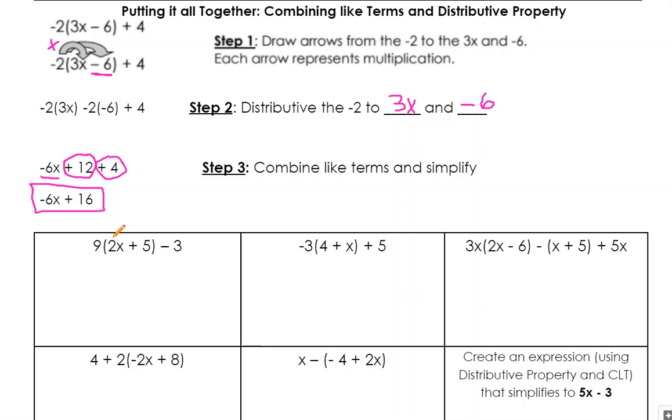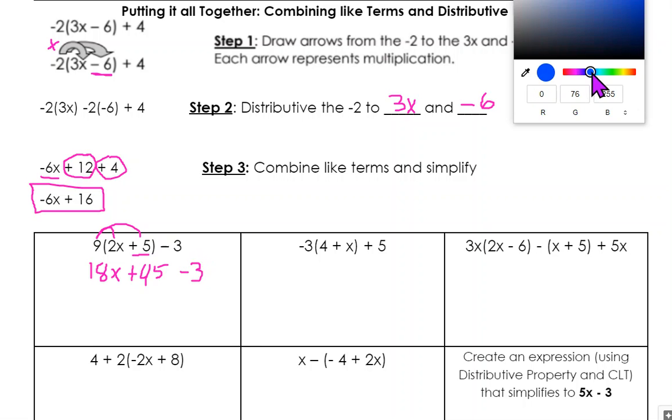I have 9 times the parentheses 2x plus 5, minus 3. So I want to get rid of these parentheses first. So I got to do 9 times 2x. Well, what's 9 times 2x? 9 times 2 is 18, and then the x is going to stay with it. Now I got to do 9 times 5. 9 times 5 is a positive 45. And it's positive because this 5 has a plus in front, and that's a positive 9. Two positives make a positive. All right, now I have this minus 3. I'm just going to bring that down, minus 3.